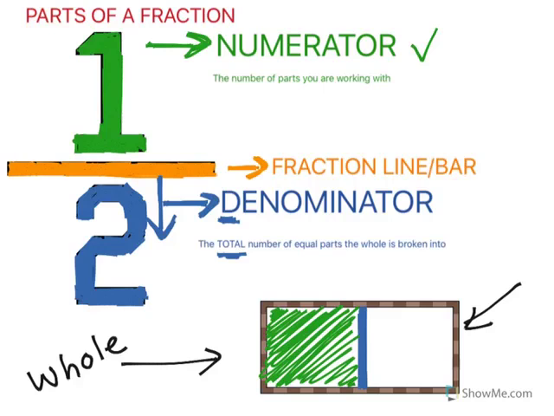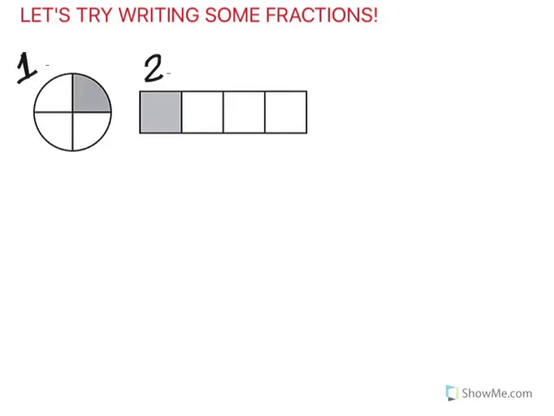Now our denominator tells us the total number of equal parts, and we see that the denominator is 2, and we are broken into 2 equal parts. So our denominator is correct. So this model represents 1/2. Now I want to try looking at some other fraction models and trying to write some fractions that represent them using what we've learned about numerators and denominators. So let's take a look.